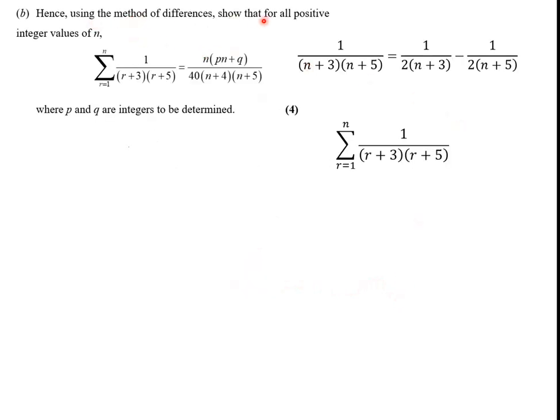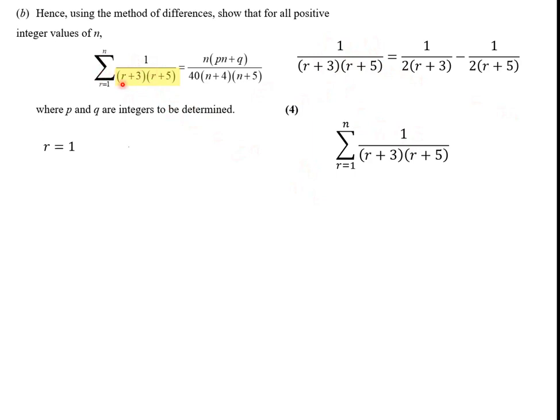And it says, using the method of differences, show that for all positive integer values of n, the sum of the terms is equal to this. And now they give you the partial fractions in terms of n, but we want r's really. I think it's a bit naughty. I think they're trying to confuse you, get your r's and your n's mixed up. So we don't really want n's. So I'll rewrite this with r's instead of n's, because this is what I want to put into partial fractions, because that's what I've got here.